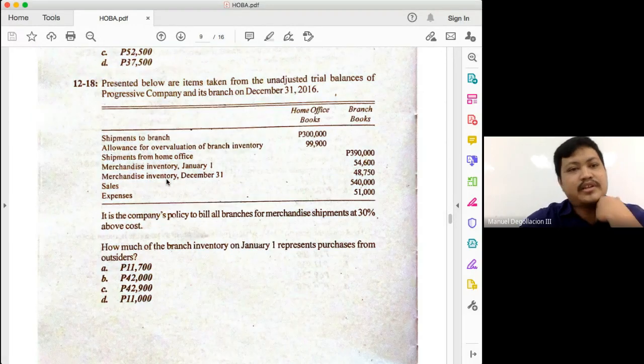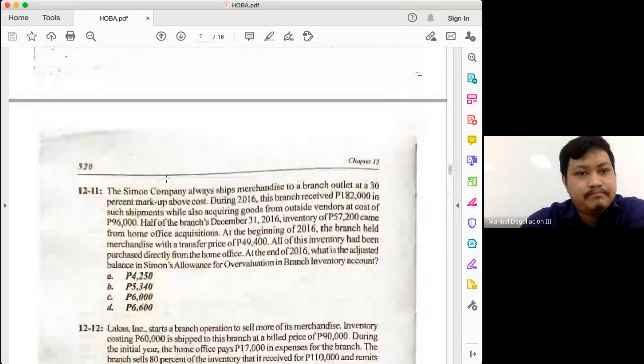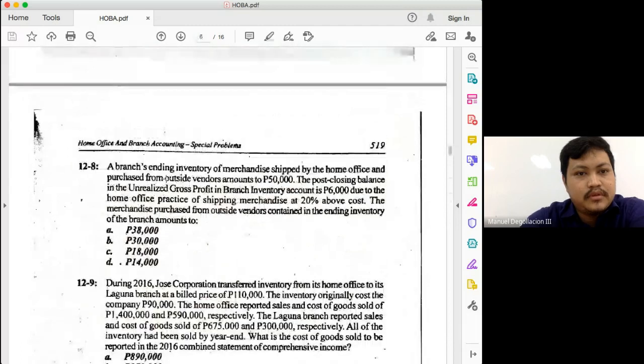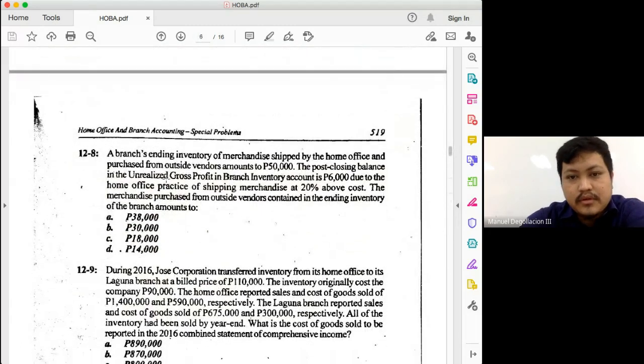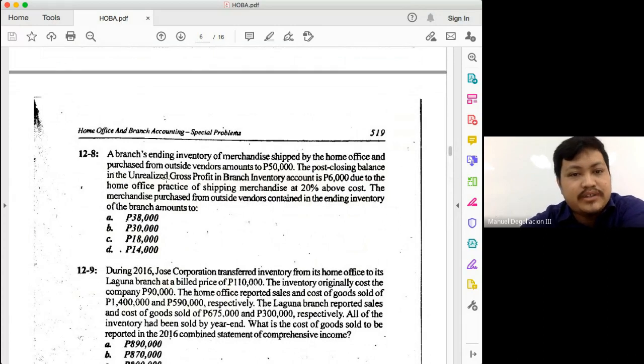We will continue our discussion on problem 12-8 class. So the question in problem 12-8 is to compute for the amount of merchandise purchased from outside vendors contained in the ending inventory of the branch. So this tells us that in problem 12-8, the inventories of the branch came from two sources.